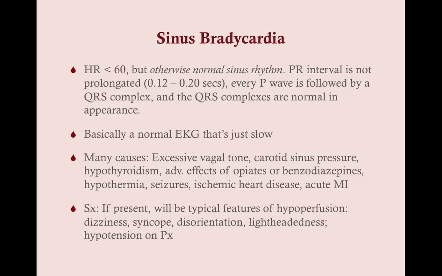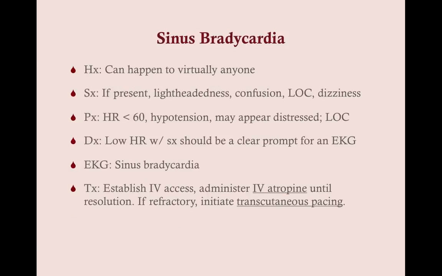So sinus bradycardia, when you look on the EKG, will just be a normal EKG that's just slow. And I'm assuming you know what a normal EKG looks like. That's step 1 material. There are many different causes of sinus bradycardia, and I'm not going to cover each of these and why they cause bradycardia. Excessive vagal tone, carotid sinus pressure, hypothyroidism, adverse effects or overdoses of opiates or benzodiazepines or heroin, hypothermia, seizures, ischemic heart disease, and acute MI. Because there are so many different causes of sinus bradycardia, the history is not necessarily the most useful because it can happen to virtually anyone. It can even happen in normal circumstances.